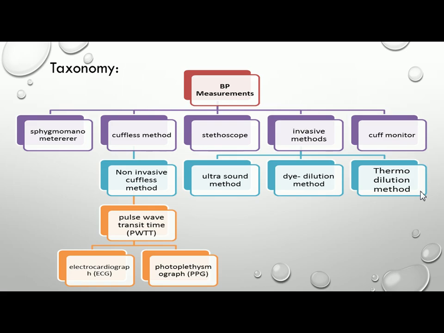Without inserting anything into the body, we are going to measure the blood pressure of a patient who is very ill. In this non-invasive approach, one of the methods is the pulse wave transit time method. In this, we use two kinds of signal: the electrocardiograph signal and the PPG signal, which are used as an input from the subject to measure the blood pressure.